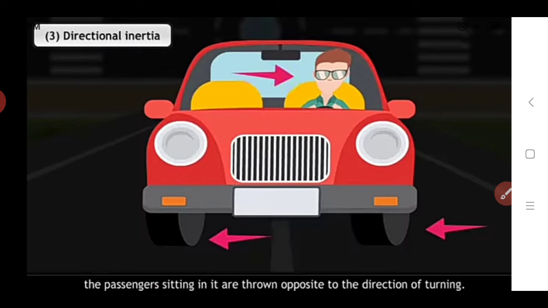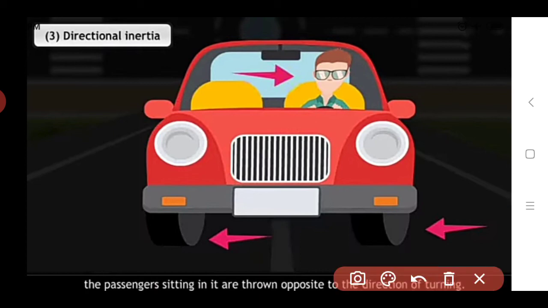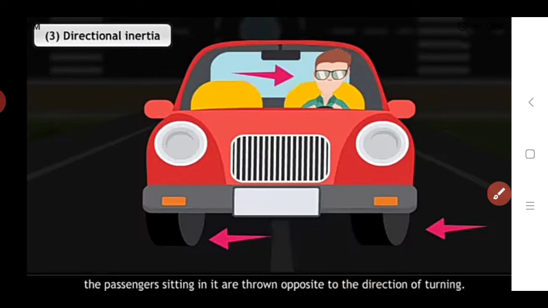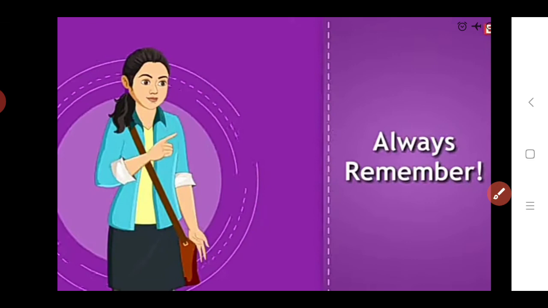So due to the effect of this directional inertia, the passenger sitting in it is thrown opposite to the direction of the turning. Here they also give the direction of turning, and the passenger gets thrown opposite to the direction of this turning. So here we see all three types of inertia, that is inertia of rest, inertia of motion, and directional inertia. Here they also give us an important point that you have to remember.